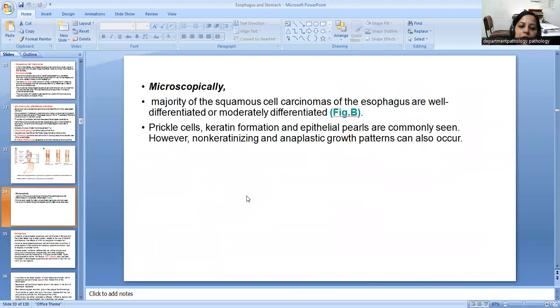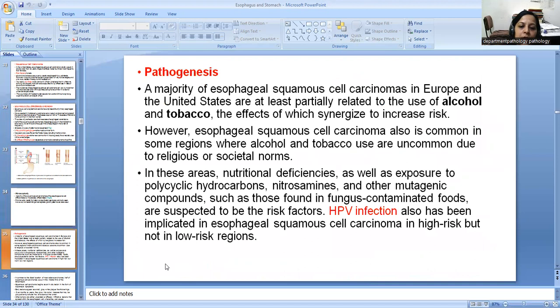Now microscopically, the majority of the squamous cell carcinomas of the esophagus are well differentiated or moderately differentiated. Keratin pearls, keratin formation, and epithelial pearls are commonly seen. However, non-keratinizing and anaplastic growth patterns can also happen. Pathogenesis: a majority of esophageal squamous cell carcinomas in Europe and the United States are at least partially related to the use of alcohol and tobacco, the effects of which synergize to increase risk.